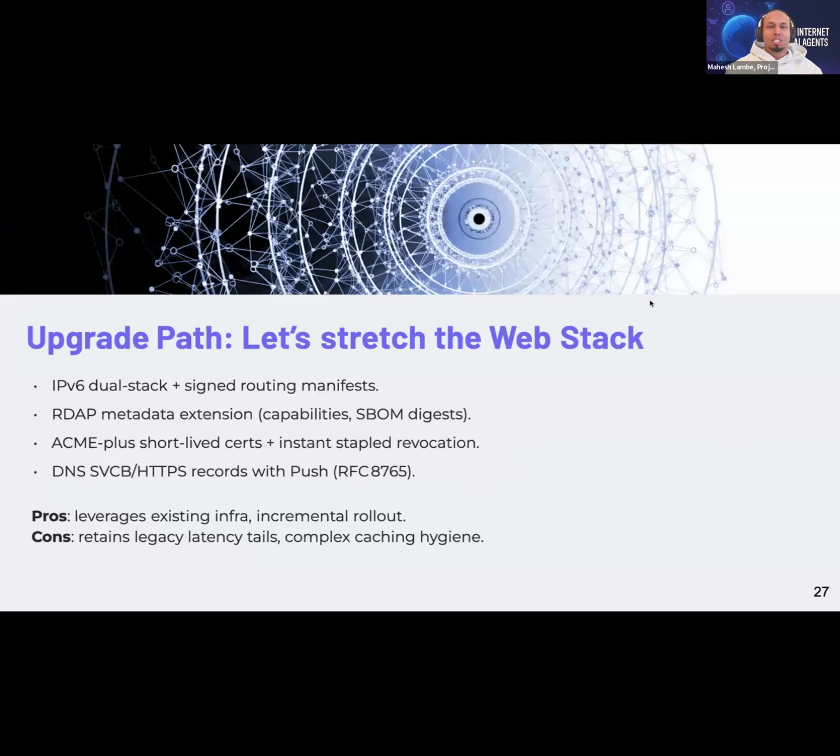So we explored two possibilities, right? One is the upgrade path, and one is to switch to something brand new. So let's explore the upgrade path. Let's say we have an IPv6 dual stack. This gives us the address space, but it needs to be paired with a signed routing manifest to avoid BGP table explosion from billions of agent prefixes.